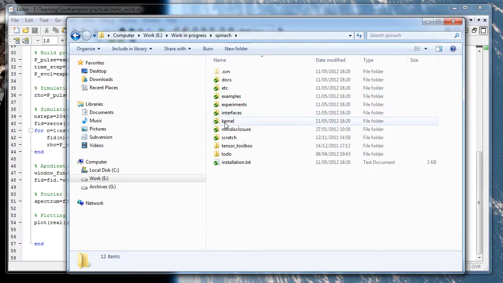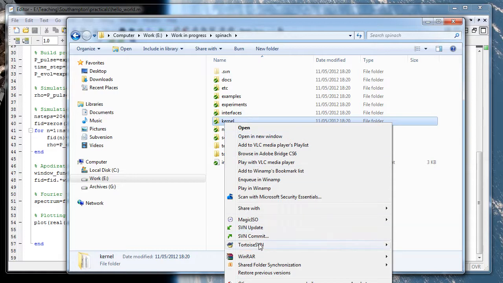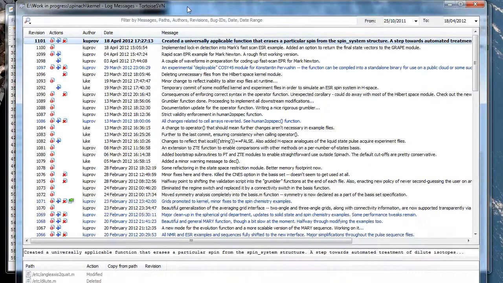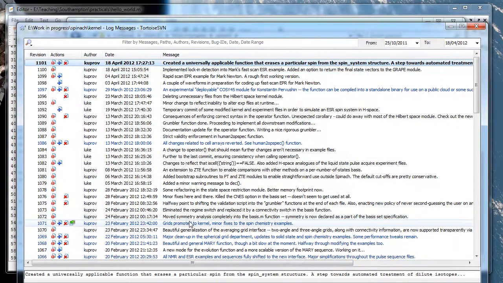So if we go, let's say, to kernel, and we look at the version tracking menu, show log, it shows everything that's ever been done to this directory. And the program's called Tortoise SVN. You can download it and have a play with it. You need an SVN server, again, Google it up and see how it works.